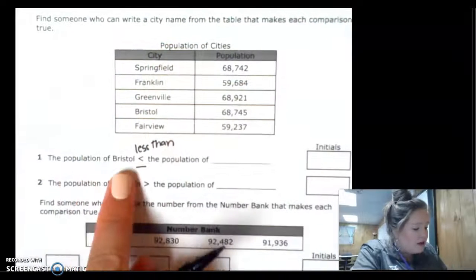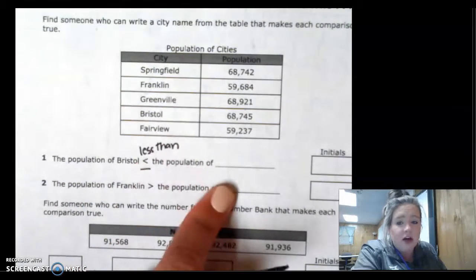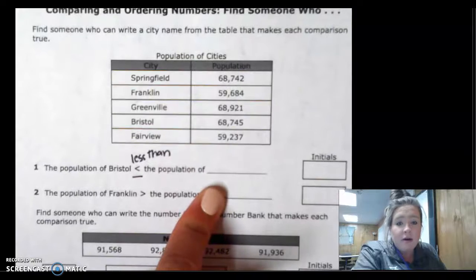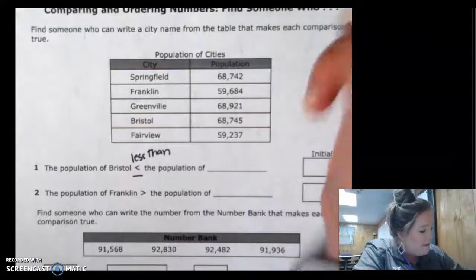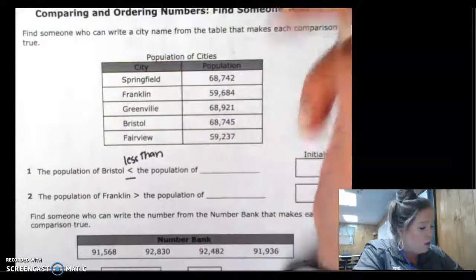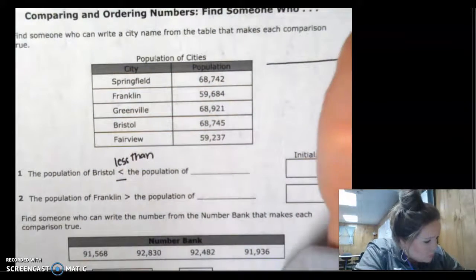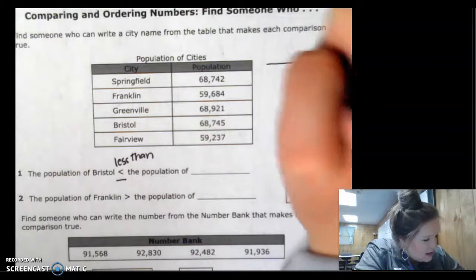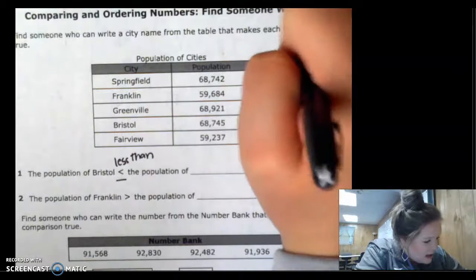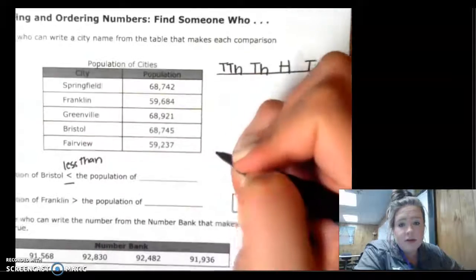The population of Bristol is less than the population of, so I want to find the population of Bristol. And I only have 5 digits in my number, so I'm only going to create a place value chart with 5 digits. Ones, tens, hundreds, thousands, 10,000s. Oops, sorry, you can't see that.